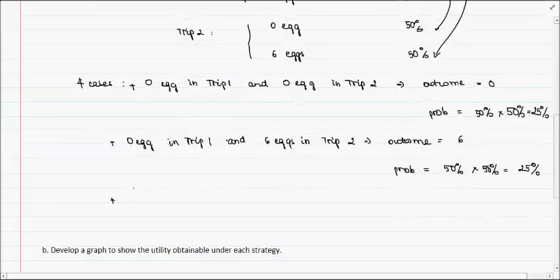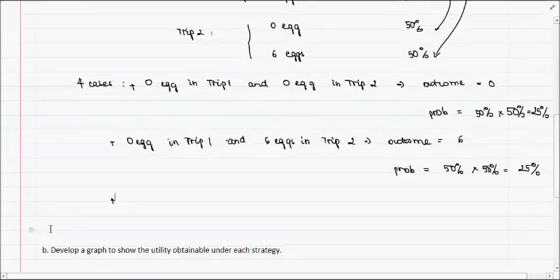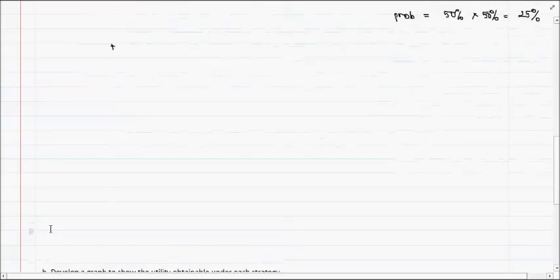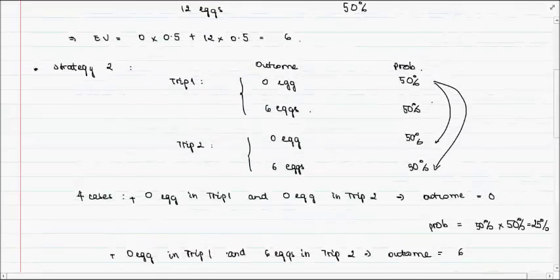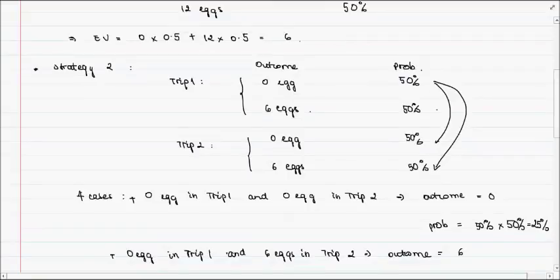Alright, in case 3 we got 6 eggs in the first trip and 0 eggs in the second trip. As you can see, that is the case over here. So 6 eggs in the first trip and 0 eggs in the second trip.